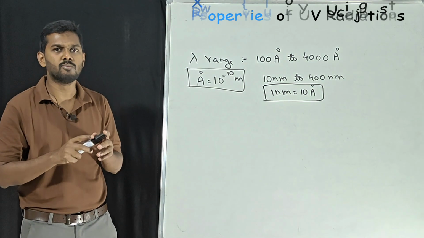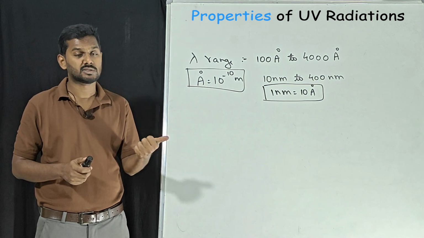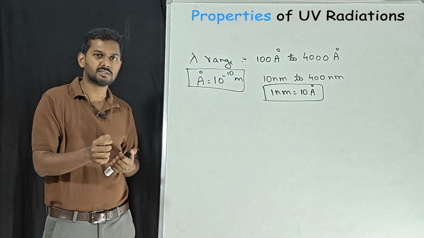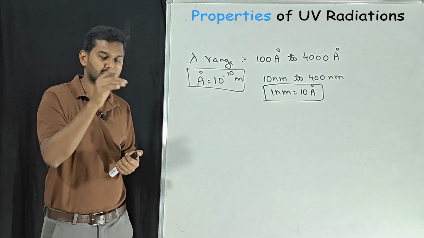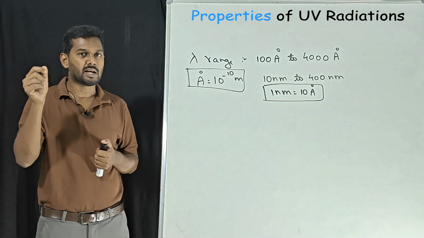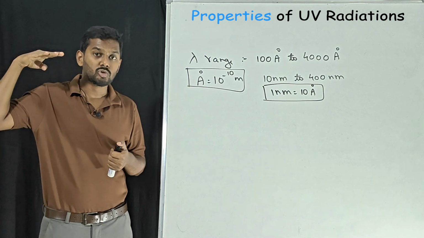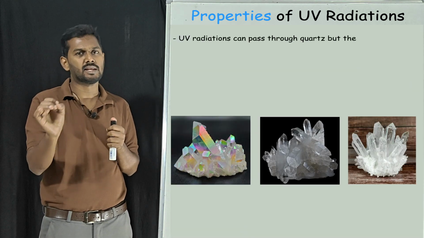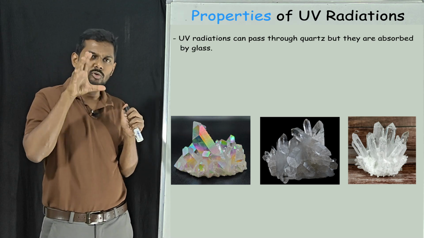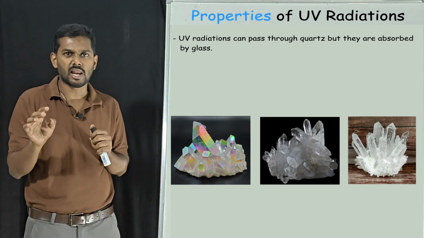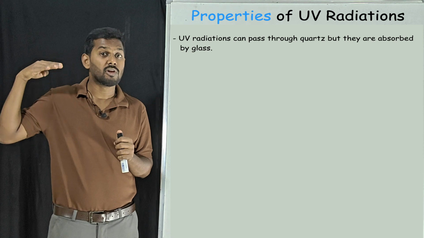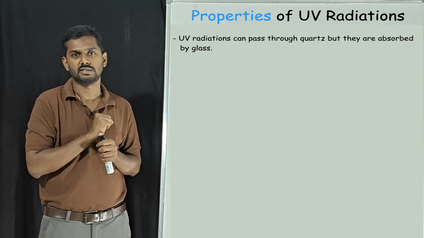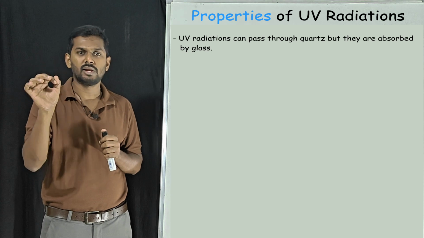First property, very important. The properties and uses are very much important. The first property: ultraviolet radiations will pass through quartz. Keep this in mind. Ultraviolet radiation, UV radiation will pass through quartz. What is quartz? Quartz is almost like glass but not glass. Completely it looks like glass only, but it is not glass. So ultraviolet radiation will pass through quartz, but it will get absorbed by normal glass.